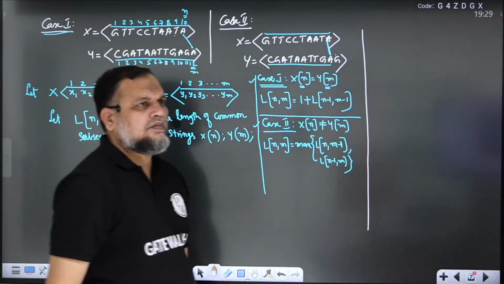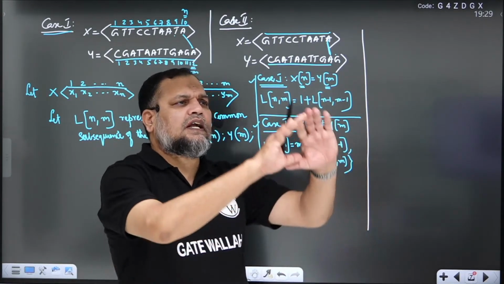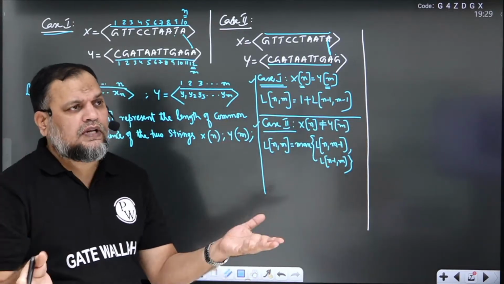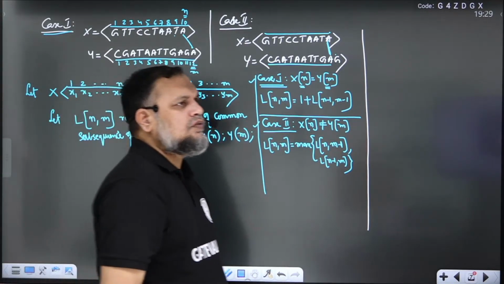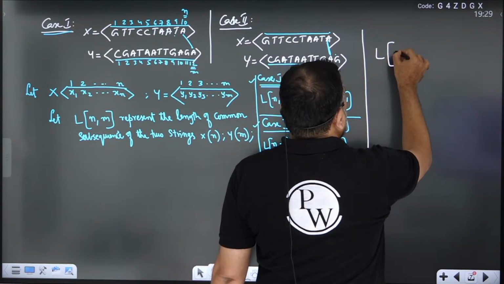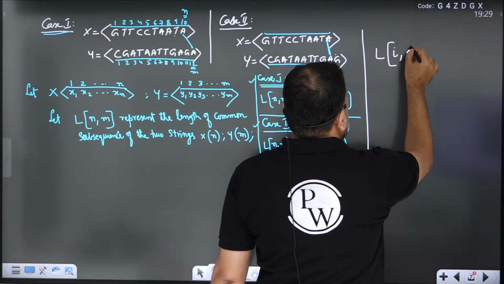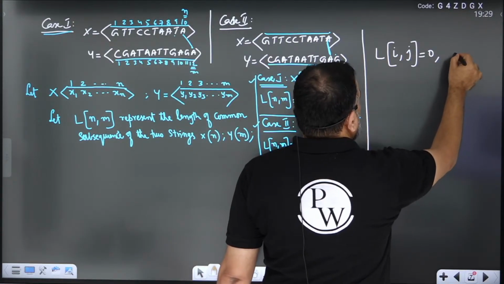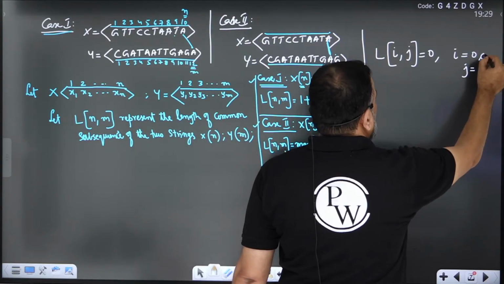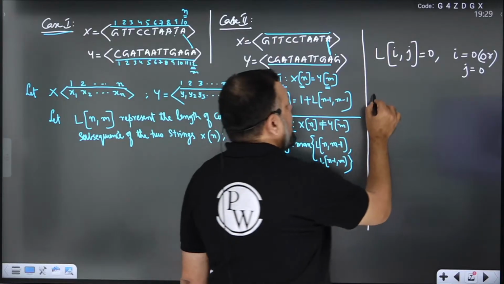Let us write it here. If the length of one string becomes 0, yes, one string gets exhausted, or the other gets exhausted, or both get exhausted, then the length of the common subsequence becomes 0. So therefore I will write it like, for example, L of i j is equal to 0 for i equal to 0 or j equal to 0.